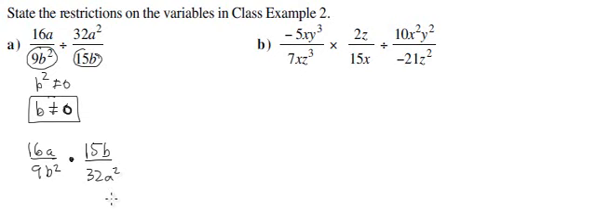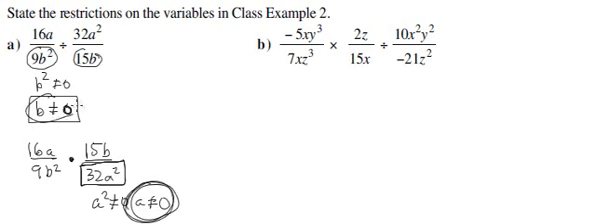32a squared. Now you have a new denominator. This 32a squared, which used to be upstairs, is now downstairs, its denominator. We have to count it in our restrictions as well. So we have to grab that and say a squared can't be 0. So now we have two restrictions. A can't be 0 and b can't be 0 either.